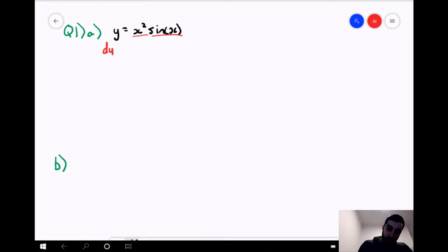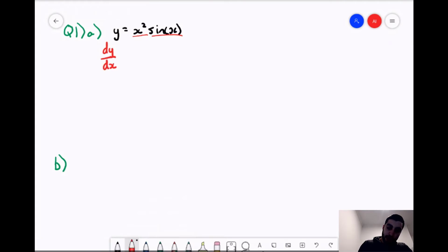the product rule that I like to remember and teach to my students, it is included in the formula sheet, but it's u'v plus uv'. So, taking each of these with the derivative, and it's the summation of both of them. So derivative of x squared times sine x plus x squared times the derivative of sine x.